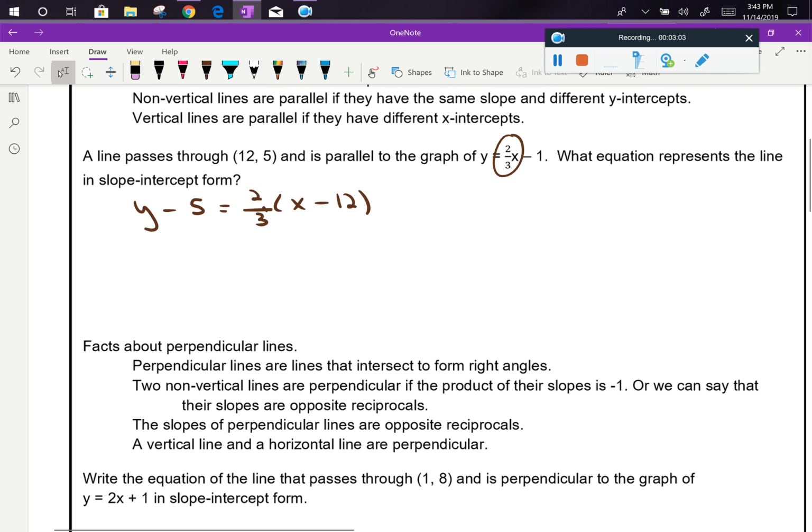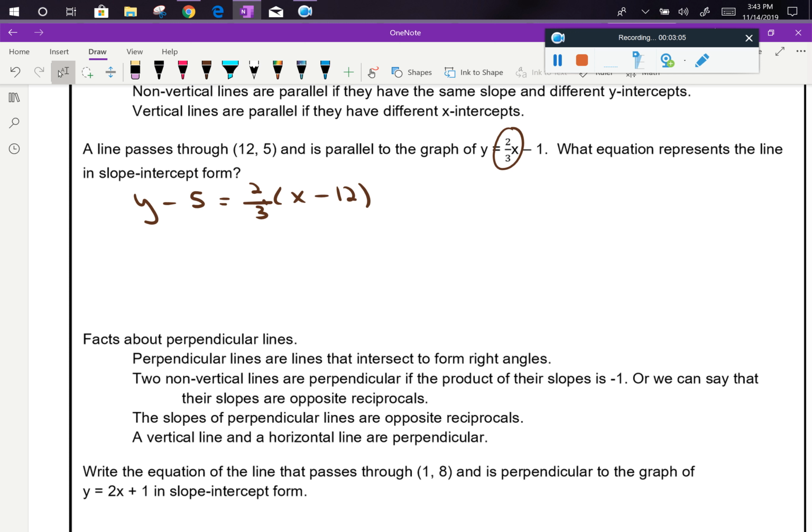So remember what we were practicing with converting between forms. I have a couple choices. I could clear the fraction, or I can check and see if distributing the fraction wouldn't be so bad. So 2/3 times x is no big deal. That's just 2/3 x. And notice 12 happens to be divisible by 3.